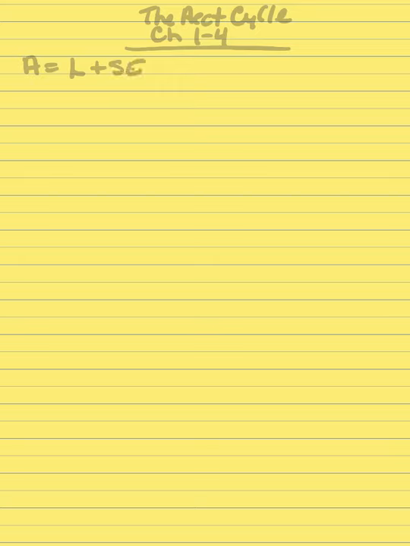I'm going to go over the accounting cycle, which is what you should have learned by now as you study chapters 1 through 4. This is what it all covers. It all boils down to what you learn in chapter 1, the accounting equation. Assets equal liability plus stockholders' equity. Stockholders' equity is made up of two things: your common stock and your retained earnings.